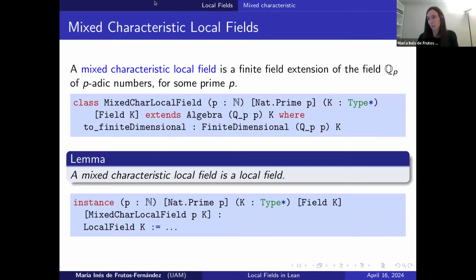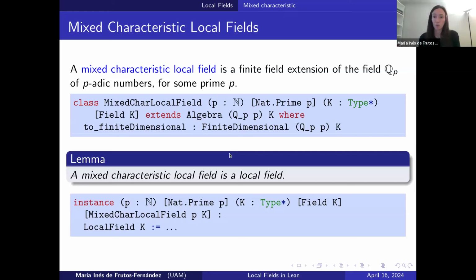So I will start with the mixed characteristic case. We define a mixed characteristic local field as a finite field extension of the field Q_p of p-adic numbers for some prime p. So in Lean, we fix some prime number P and some field K, which is an extension of Q_p. And then we have to ask that this extension is finite dimensional. This is how we write the definition in Lean.